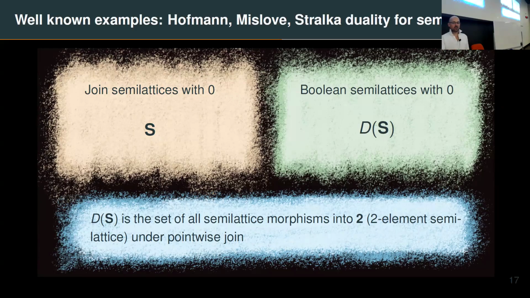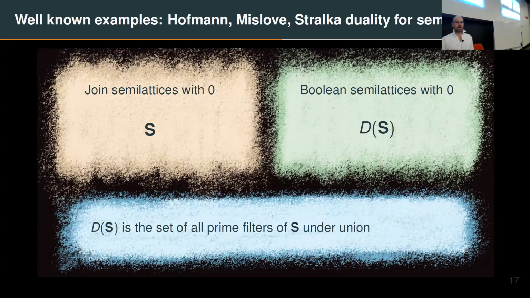Well, just like in the Boolean algebra case, it's just the set of all semilattice morphisms into the two-element semilattice under pointwise join. And we can also do it by way of sort of an ultrafilter-like idea. We can just take all of the prime filters, and I'll explain this in the rest of the talk, under union. And we just do the same thing to get back on the other side. So this is a case where the duals are the same category essentially, other than the topological feature if you have the infinite, allowing infinite semilattices.